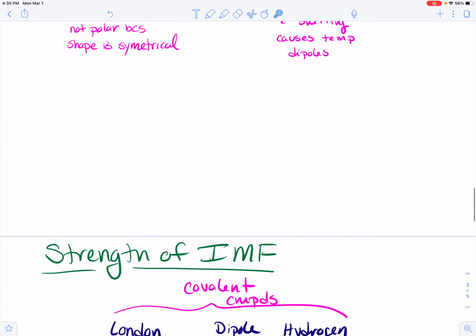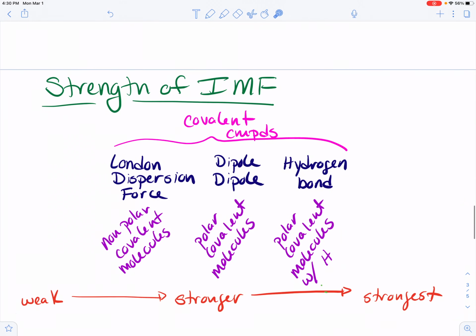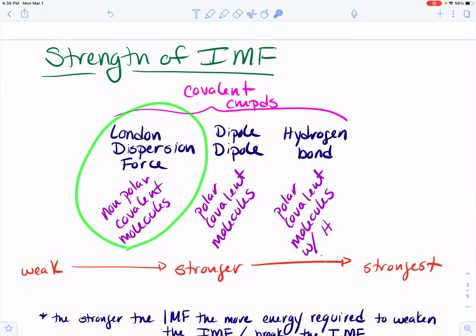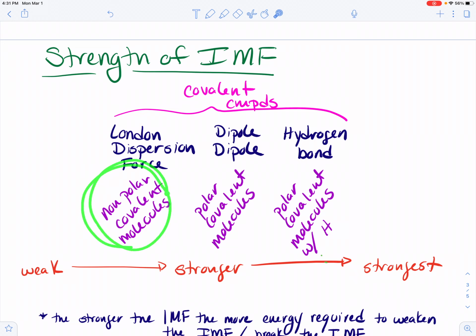So we've learned about 3 IMFs. They all happen in covalent compounds. London dispersion forces are the weakest of them. These tend to be formed by nonpolar covalent molecules. They tend to be temporary, and one London dispersion force or one van der Waals interaction could cause another one, but in general, these are very easily broken.